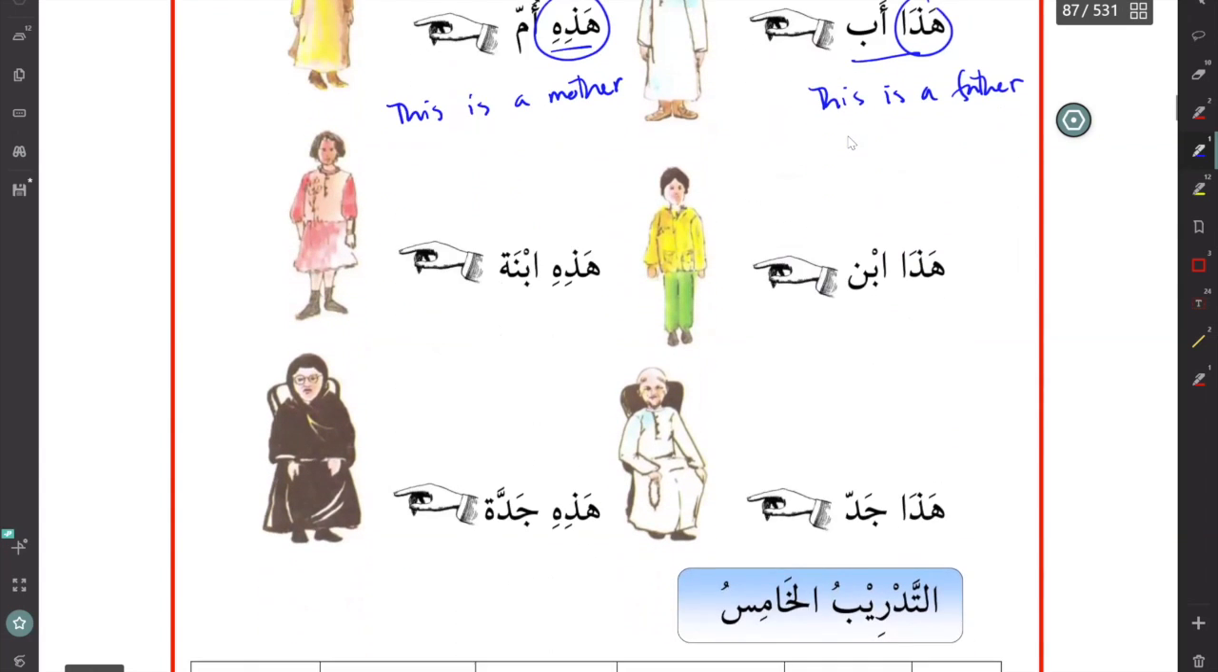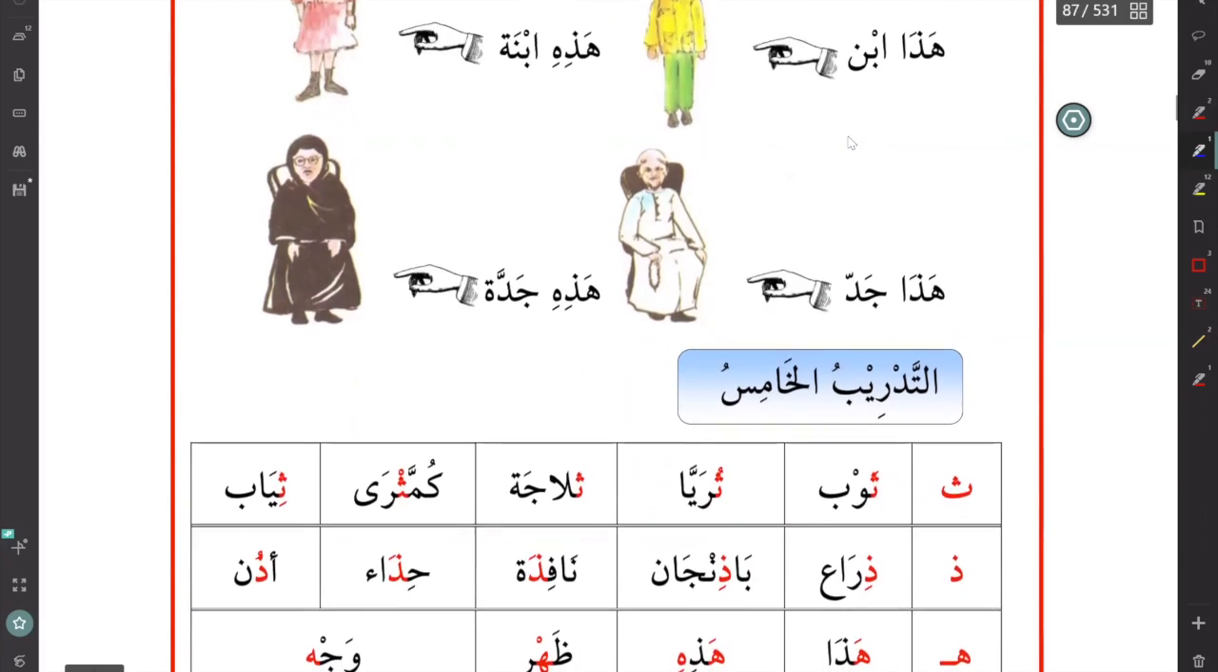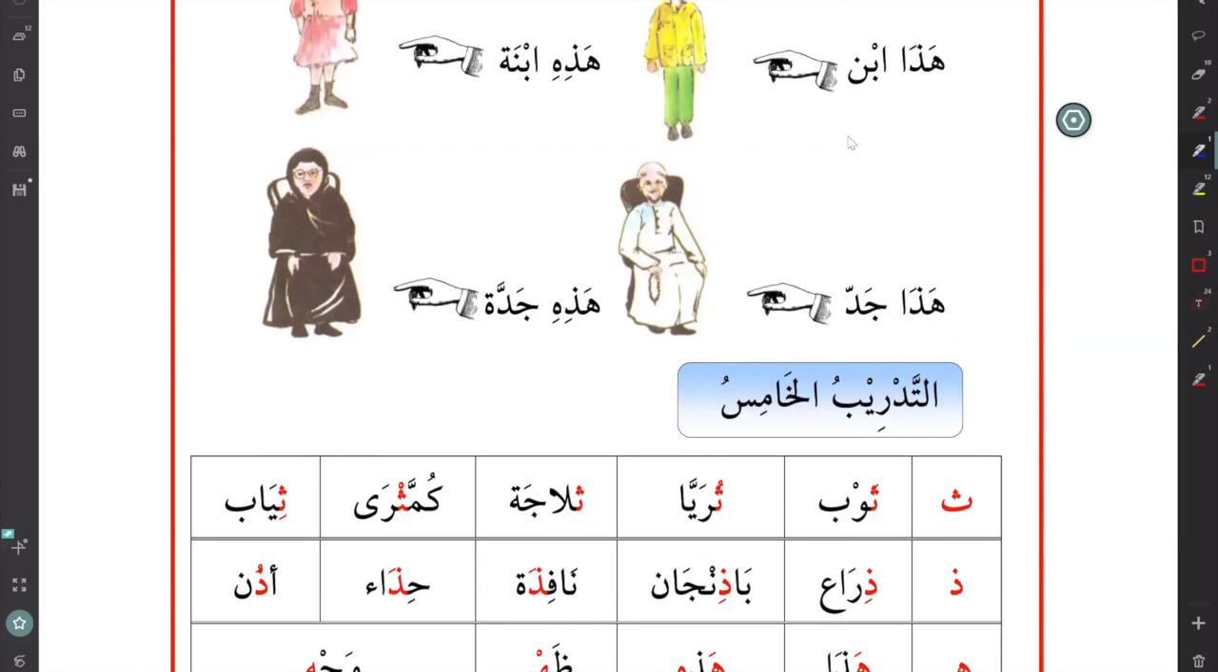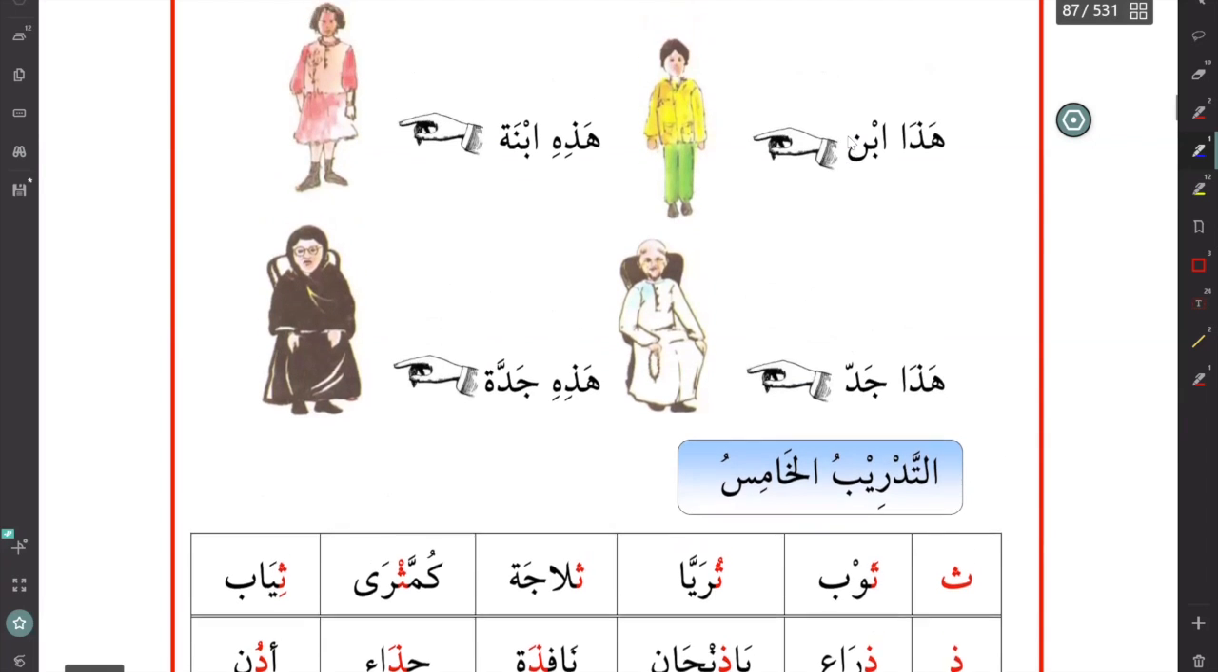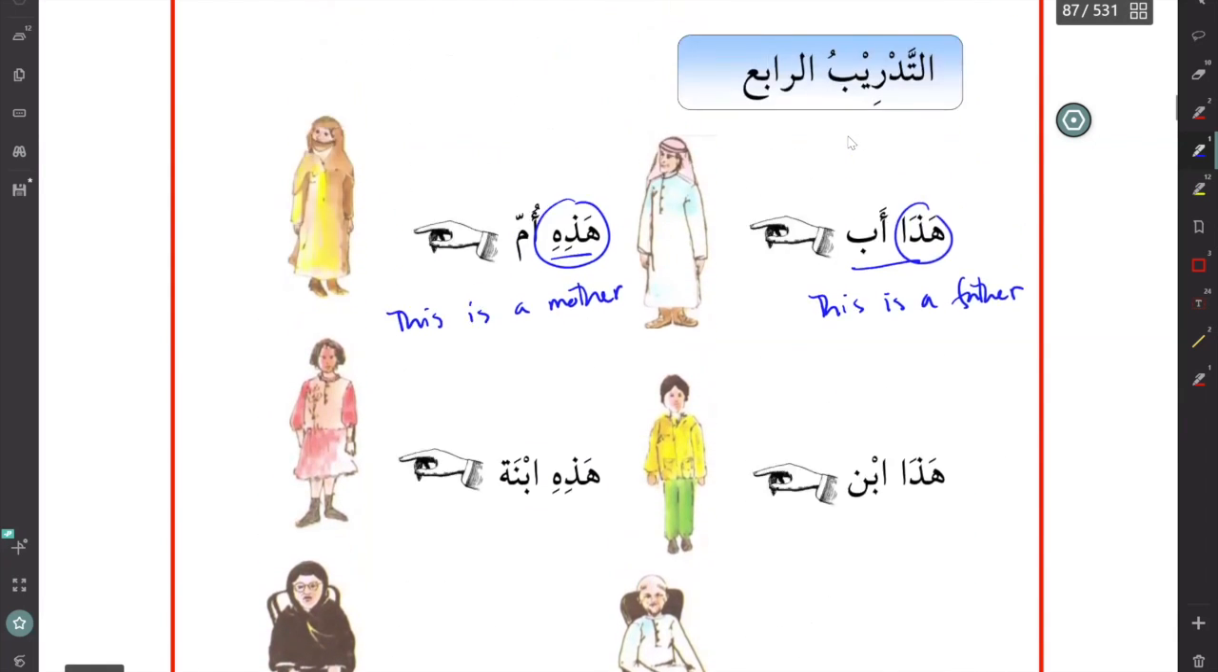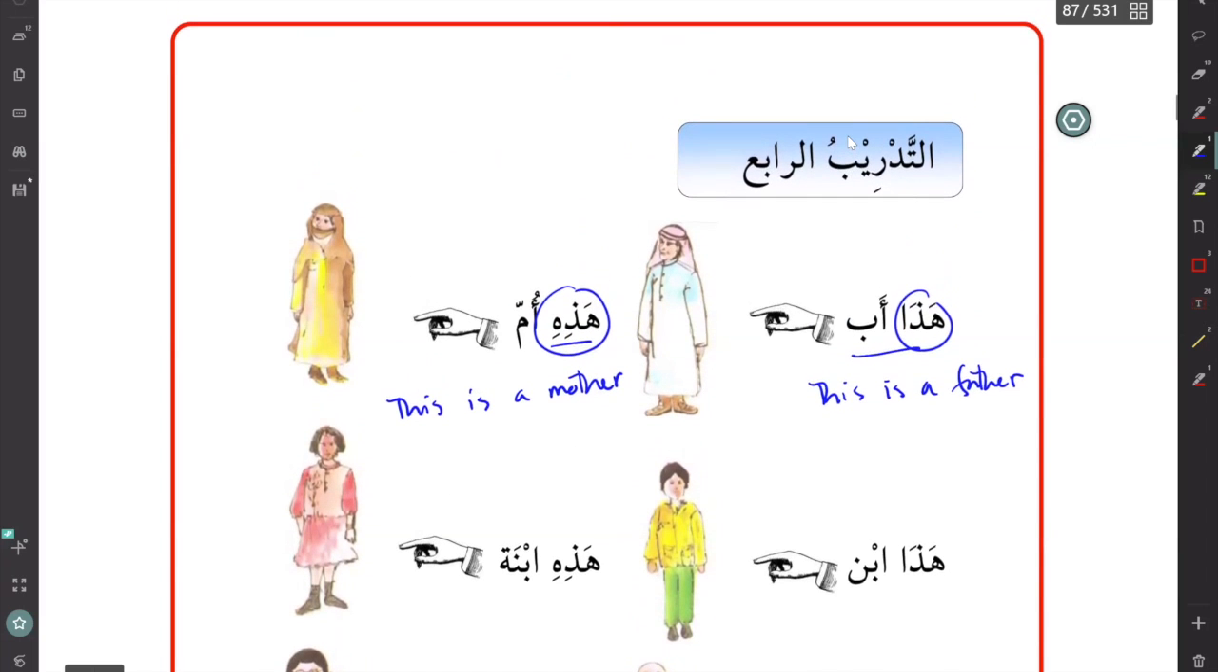Okay, so هذا ابن, this is a boy or son. هذه ابنة, this is a daughter. هذا جد, this is a grandfather. هذه جدة, this is a grandmother. Okay, so make sure you understand the difference between هذا and هذه. Okay.